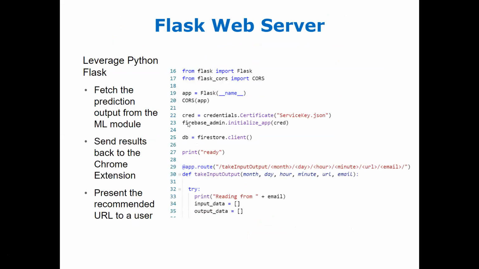So here is more of the core of the Flask web server. Essentially, this is everything that is used in order to get the result back to the extension. We have to use all these different types of imports, importing Firebase, and essentially just more backend.